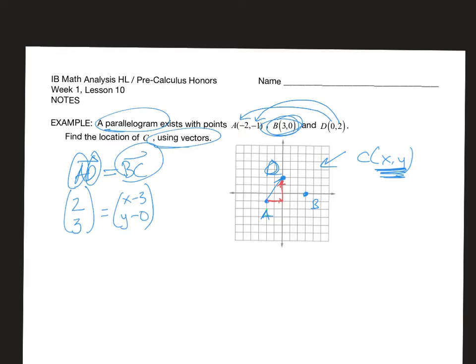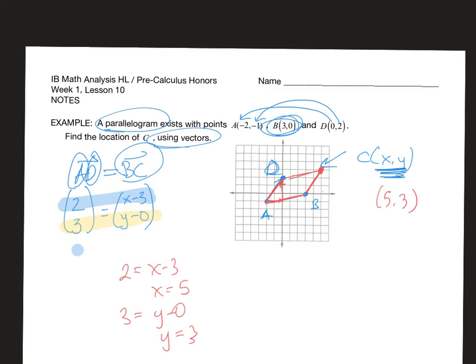Now, if you look really close, I actually now have 2 equations to solve. I've got this one highlighted in blue and this one highlighted in yellow. So if 2 is equal to X minus 3, X equals 5. And if 3 is equal to Y minus 0, then Y equals 3. So I think the ordered pair is 5, 3. And if you graph it, 3, 4, 5, 1, 2, 3, look at that. It's right there. And you can see the parallelogram.